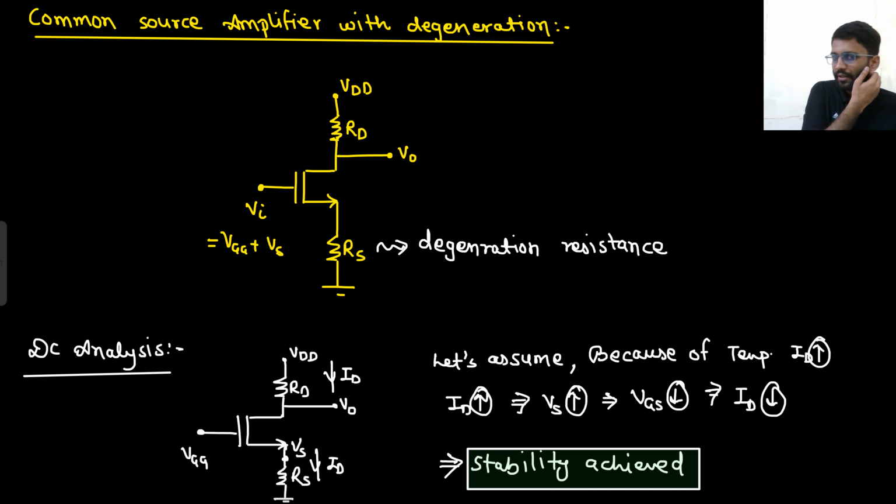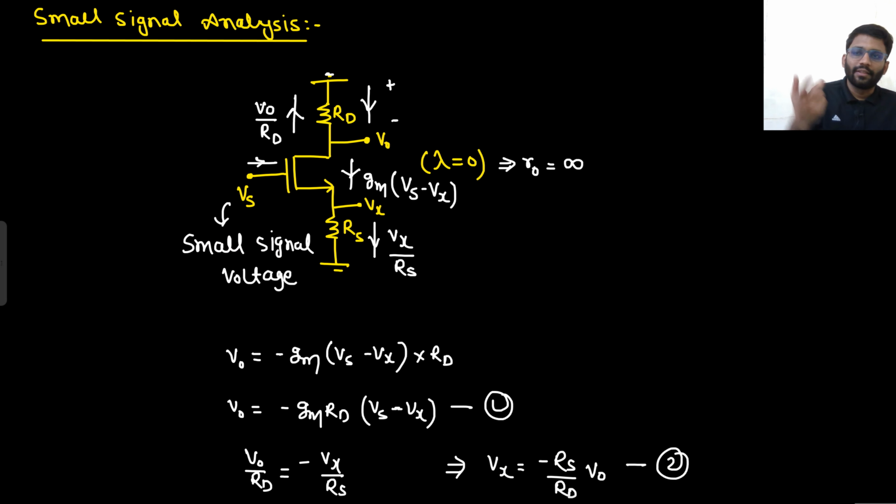Common source amplifier with degeneration, RS is the degeneration resistance. So what is the advantage we are getting? If ID increases, because of the degeneration, we are getting stability because ID decreases. Then we did the small signal analysis considering lambda equal to 0. That means r0 is infinity. So we found the gain.